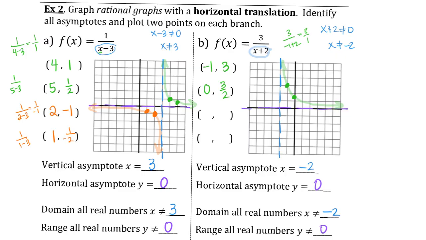Okay, let's pick a couple numbers to the left of my vertical asymptote, -3, -4. And you could use different points. These ones just happen to be convenient. Okay, so if I do 3 over -3 plus 2, that's -1, so -3. 3 over -4 plus 2 is 3 over -2, so -1.5. And again, use your asymptotes to guide your graph.